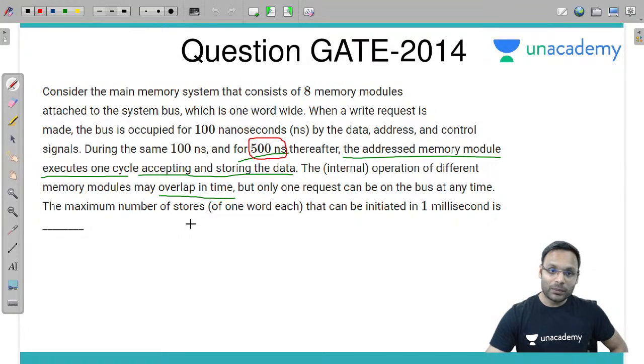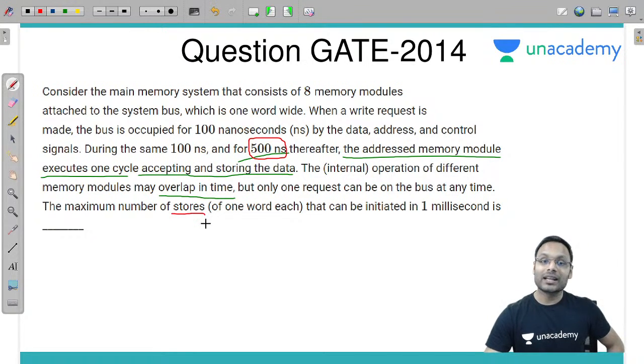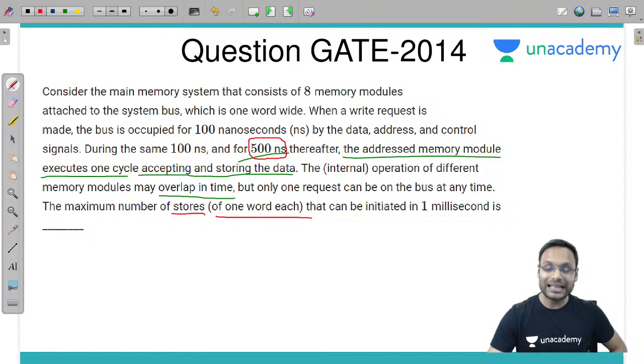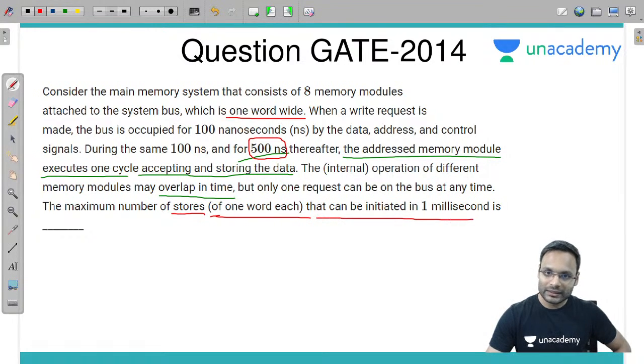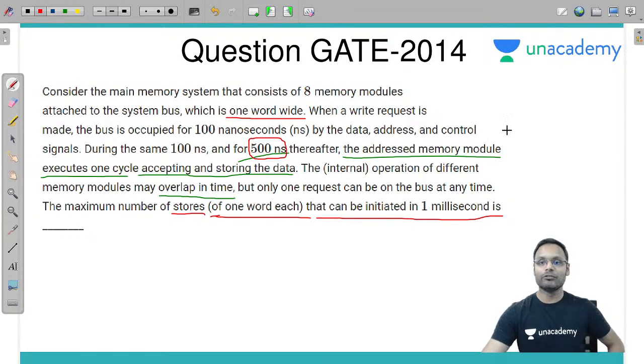The maximum number of stores, store is nothing but a write operation of one word each. Yes, my data bus is also one word wide. It can transfer one word at a time. Yes, and they are asking for one word writing only. There is no problem. That can be initiated in 1 millisecond.